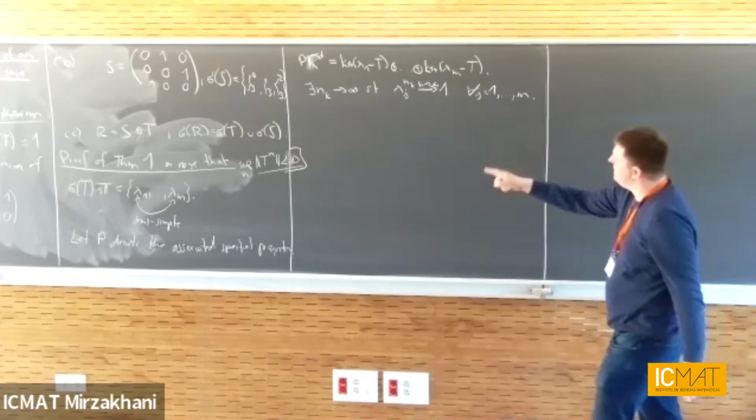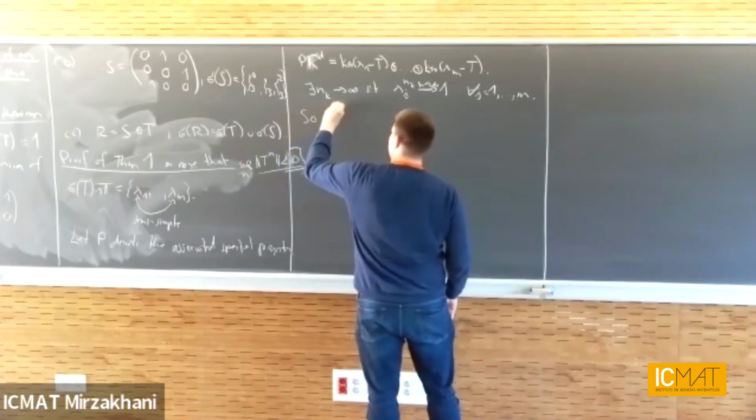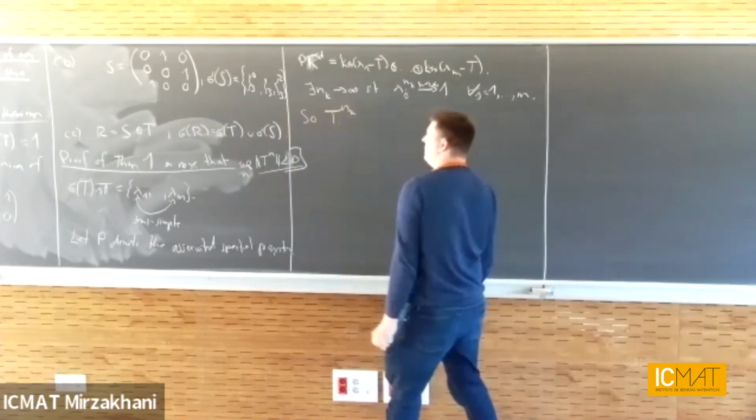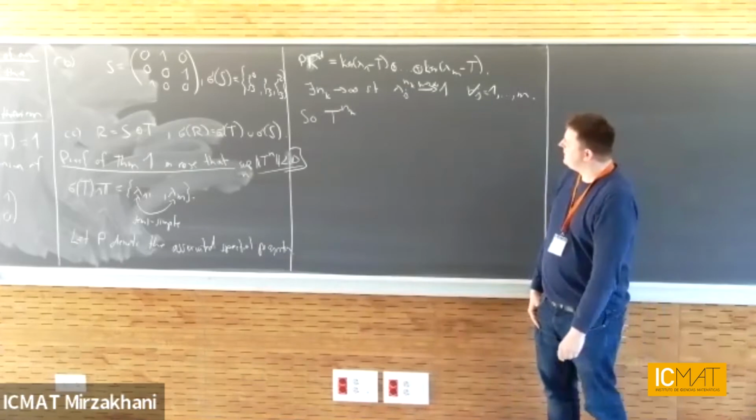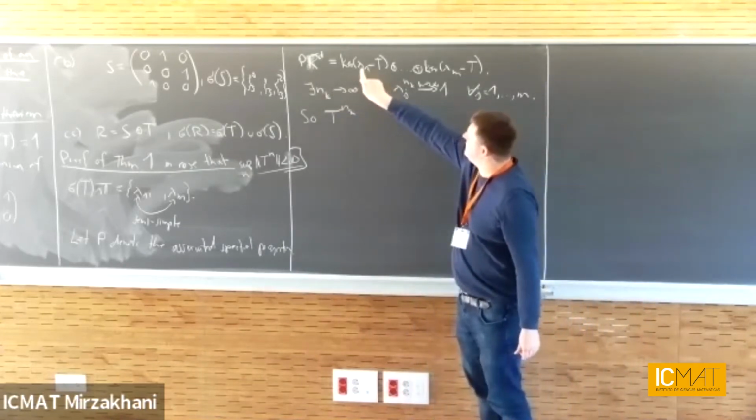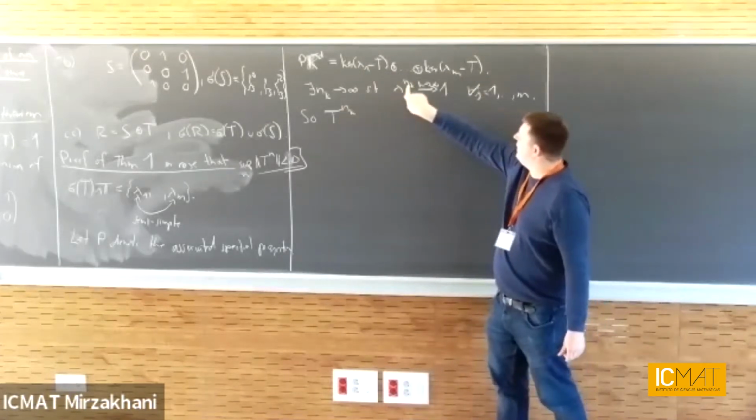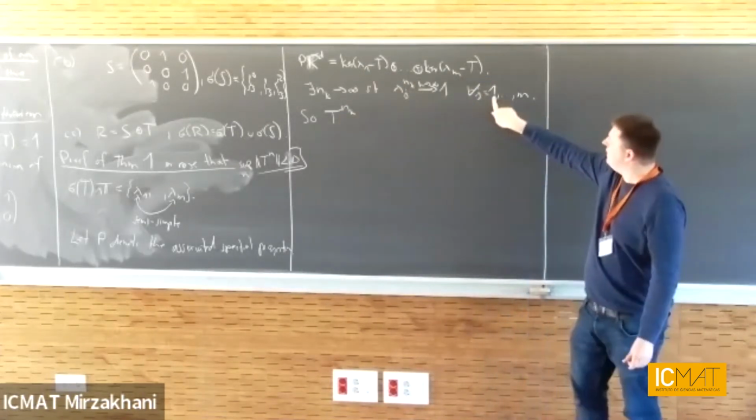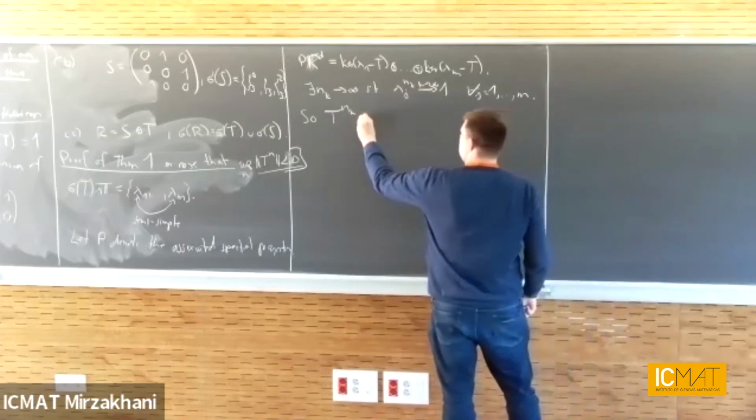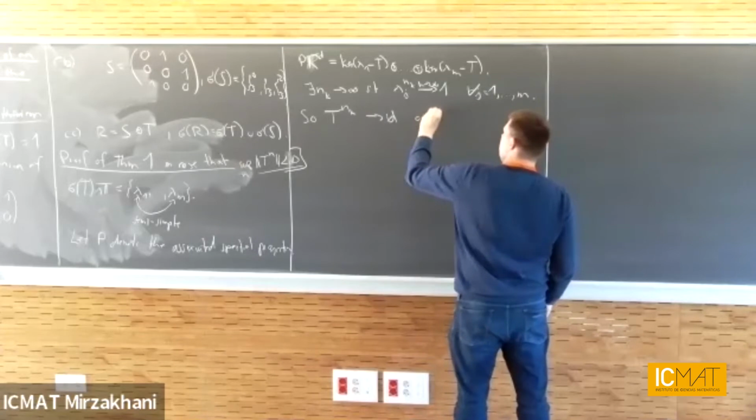Okay, now what does this mean? Look at this sequence here. On the range of P, it acts as multiplication with those numbers to the power n_k, but it converges to 1. So this means it converges to the identity if I only consider the action on the range of P.